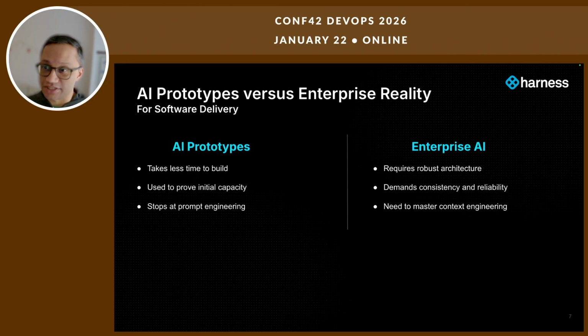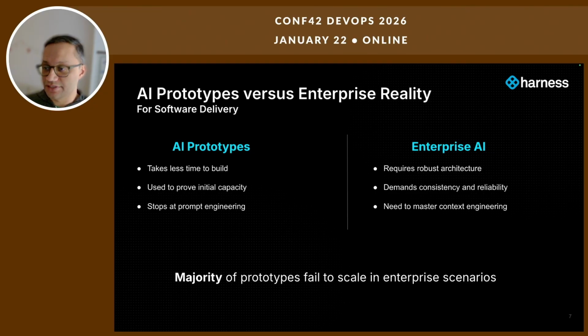We've seen a lot of organizations using AI prototypes to figure out how to use AI to expand their software delivery pipelines. AI prototypes take less time to build, are used to solve the initial capacity problem, and they stop at prompt engineering. However, with enterprise AI, you need a robust architecture. You need something that demands consistency and reliability, and you also need something that masters context engineering. We'll get into the difference between prompt engineering and context engineering a bit later in the session. But because of these differences, the majority of the prototypes fail to scale at enterprise level.